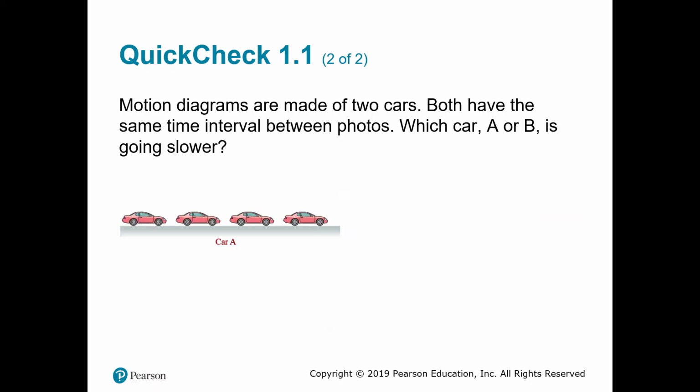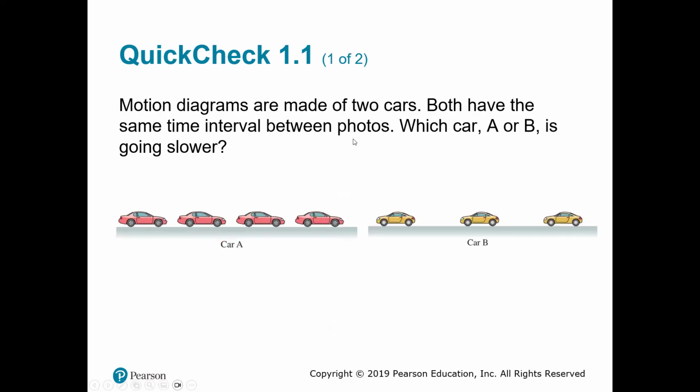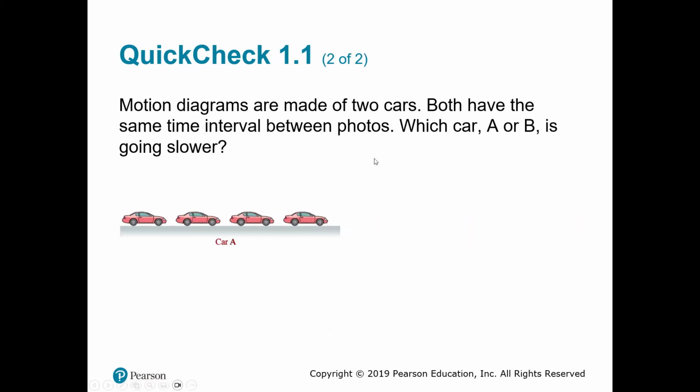The answer, of course, is car A, right? Why? Because you have 4 snapshots, which means, if you come back here, right, car A and car B moved the same distance, right? But car A has 4 snapshots. That means it takes 1, 2, 3 seconds, right? While the yellow car takes 2 seconds, right? So car A is slower. It's a very simple question.